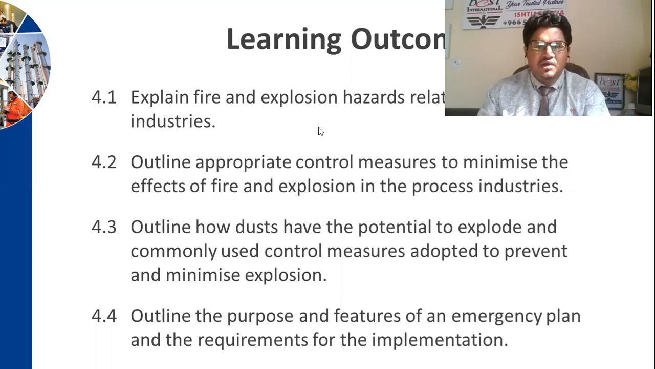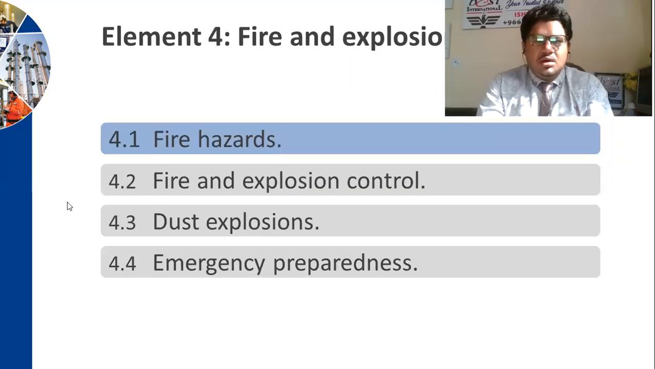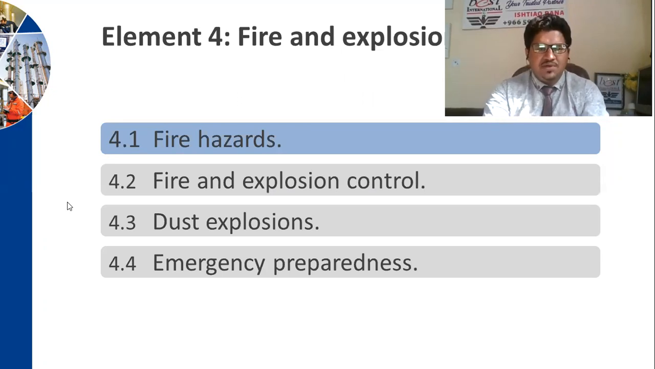Again, different kinds of fire or explosion hazards. As I told you earlier, in all three modules there are sub-elements of every master element. Element 4 also has 4 sub-elements: fire hazards, fire and explosion controls, explosions, and emergency preparedness. So let's start with 4.1 to understand what kinds of fire hazards can be there.